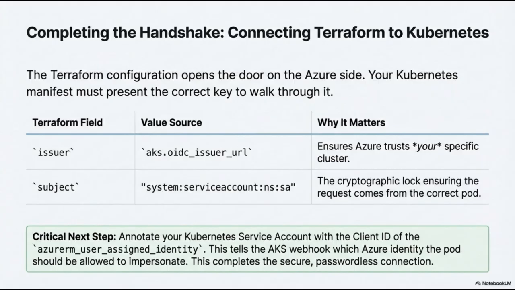To finalize this handshake, there is one critical next step. You must annotate your Kubernetes service account with the client ID of the AzureRM user-assigned identity. This annotation informs the AKS webhook which specific Azure identity the pod is authorized to impersonate. Completing these steps establishes a secure, passwordless connection between your cloud infrastructure and your containerized workloads.